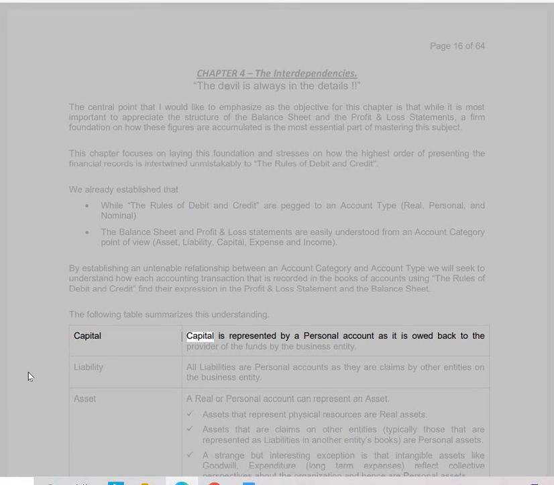Capital. Capital is represented by a personal account, as it is owed back to the provider of the funds by the business entity. Liability. All liabilities are personal accounts as they are claims by other entities on the business entity. Asset. A real or personal account can represent an asset. Assets that represent physical resources are real assets.